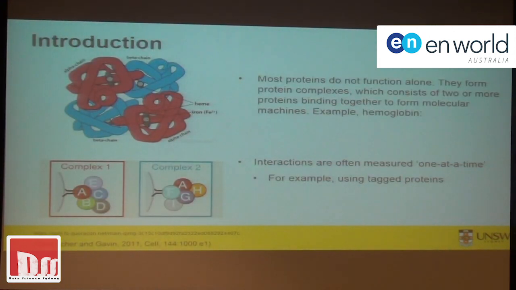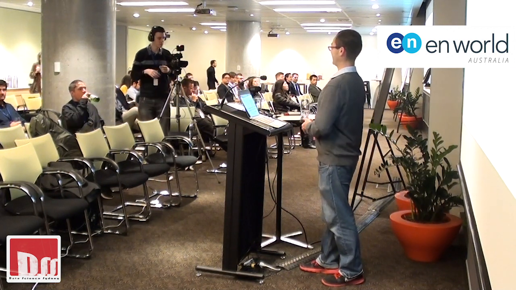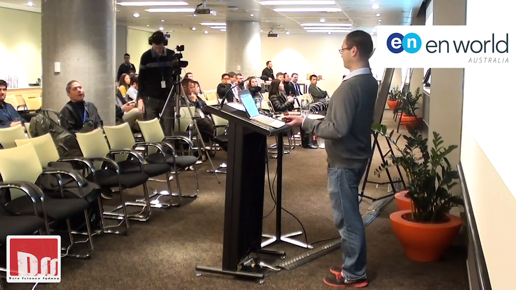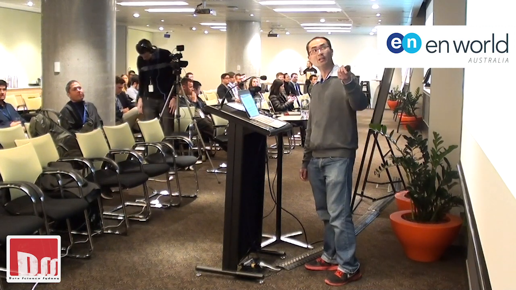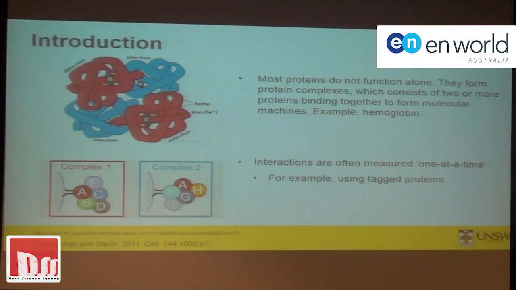So most proteins do not function alone. They bind together to form protein complexes, which consist of 2 or more proteins, and they form molecular machines. One example that people learn in high school is hemoglobin. It is the protein complex responsible for delivering oxygen from your lungs to the rest of your body. It consists of 2 chains, the alpha chain in red and the beta chain in blue. It's repeated to form a tetramer, 4 proteins binding together. It also has this heme group, which has an iron atom, and it binds to the oxygen and brings oxygen to the rest of the body.